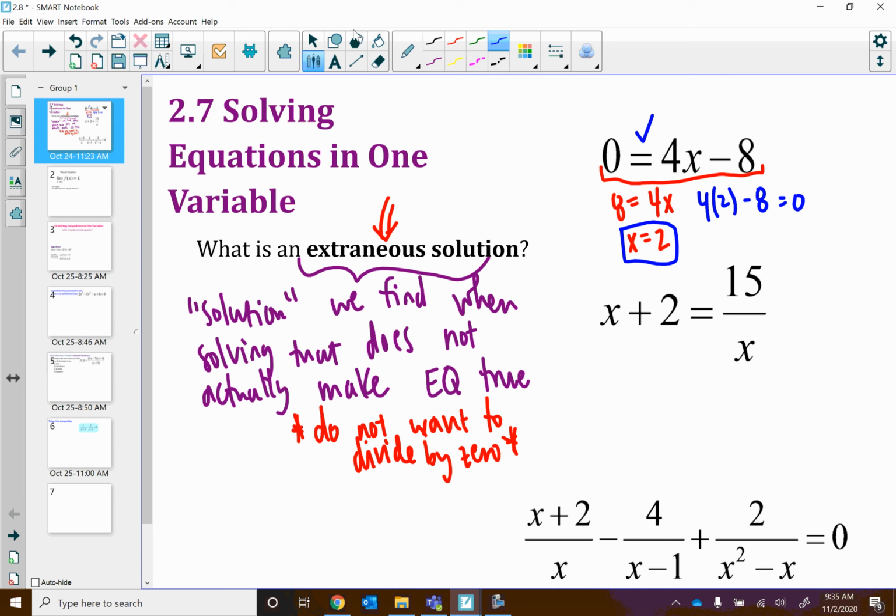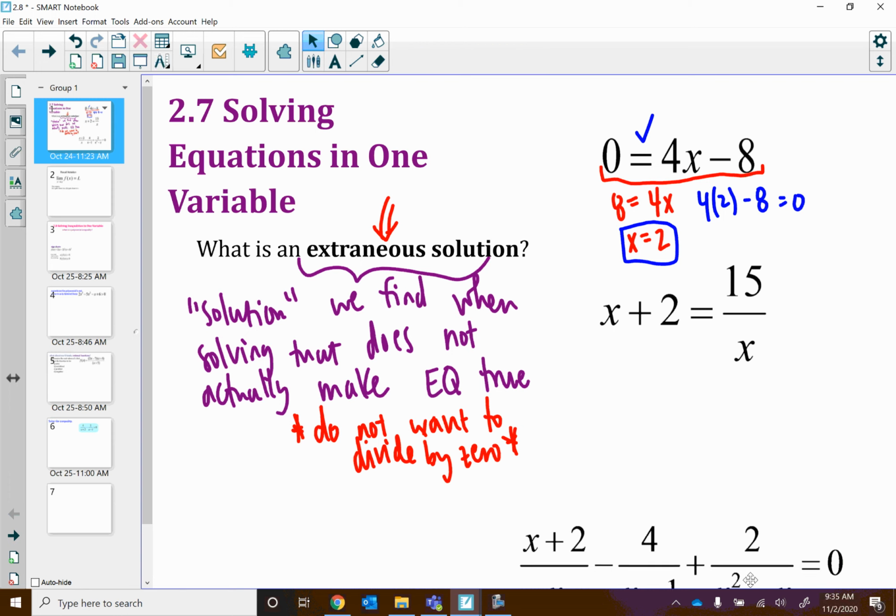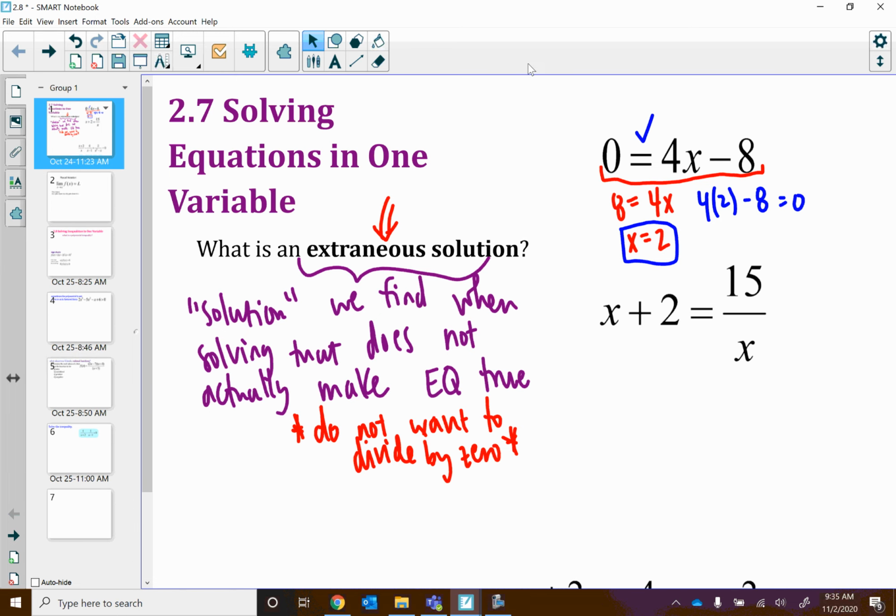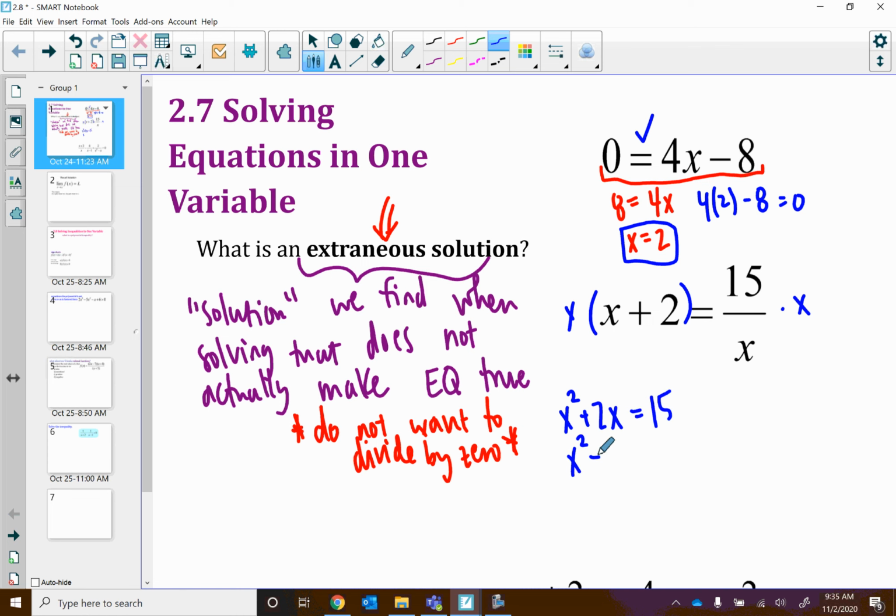Let's look at a slightly more challenging example, but we're still going to be fine. So here's our second one. X plus 2 is equal to 15 over x. One way we could solve this is by multiplying both sides by x. And when we do that, we would get x squared plus 2x is equal to 15. Moving the 15 over, x squared plus 2x minus 15 is equal to 0.